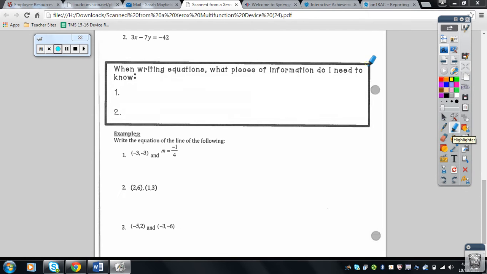Writing equations of lines. Now everybody does this a little bit differently. Let me try to actually highlight this a little nicer here.